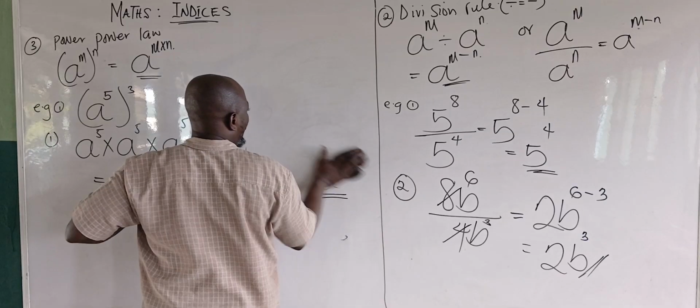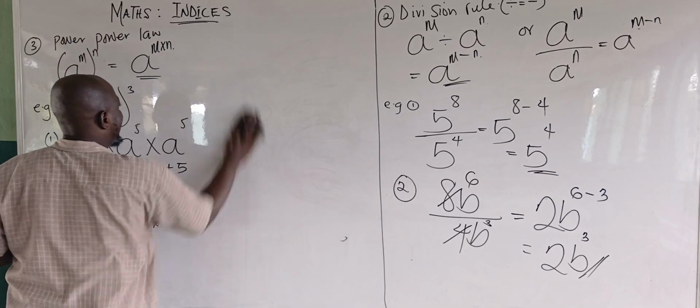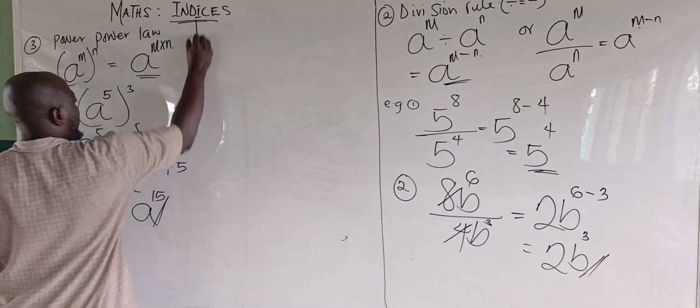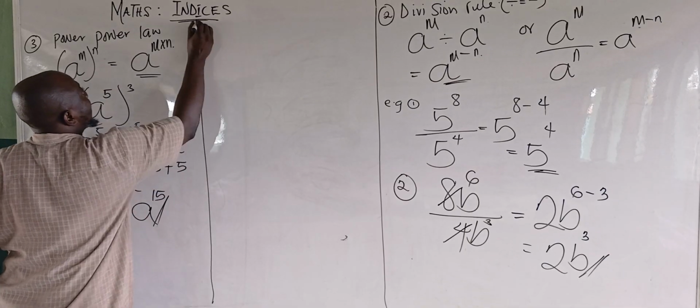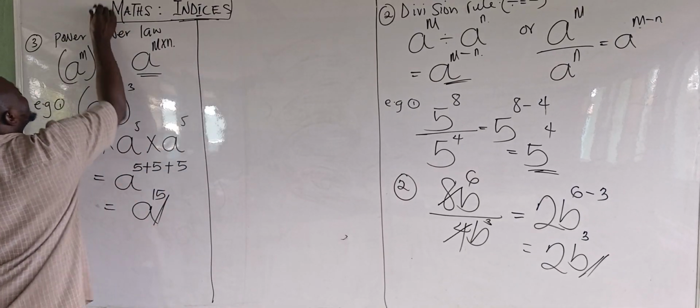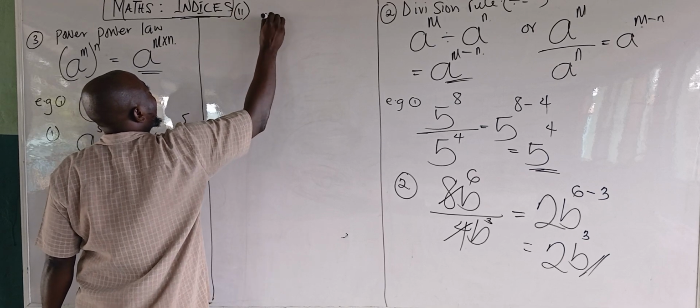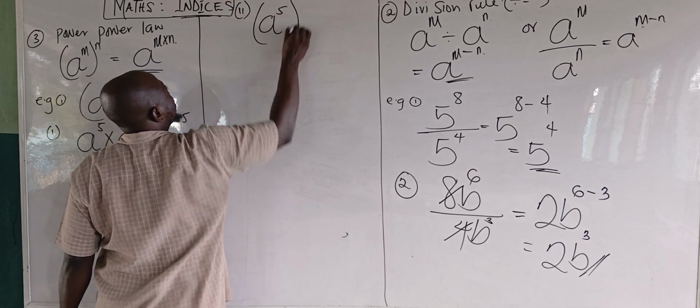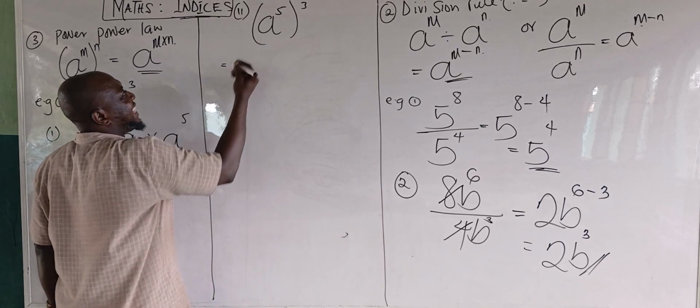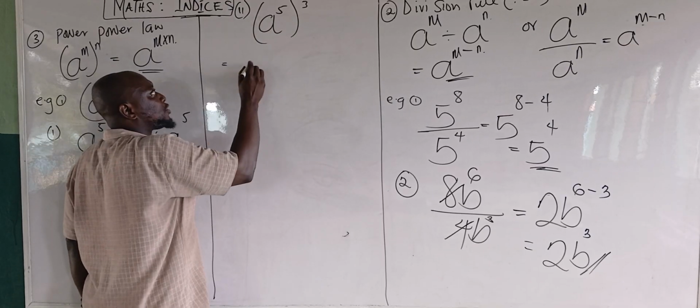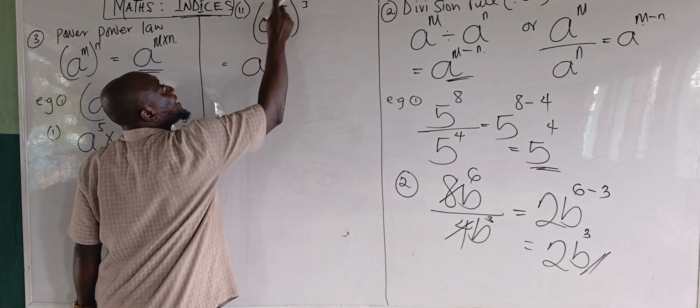So let's try the second way. How do we do this? The power law. How do we do this one? Now, in this case here, for number 2 of this one, now I have A to the power of 5 all raised to the power of 3. Now, what does that mean? It simply means that I will take this A out, and then I will multiply this power.